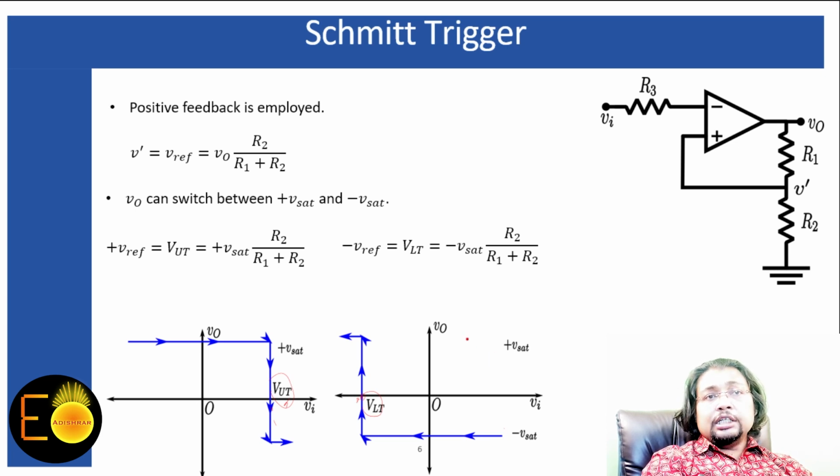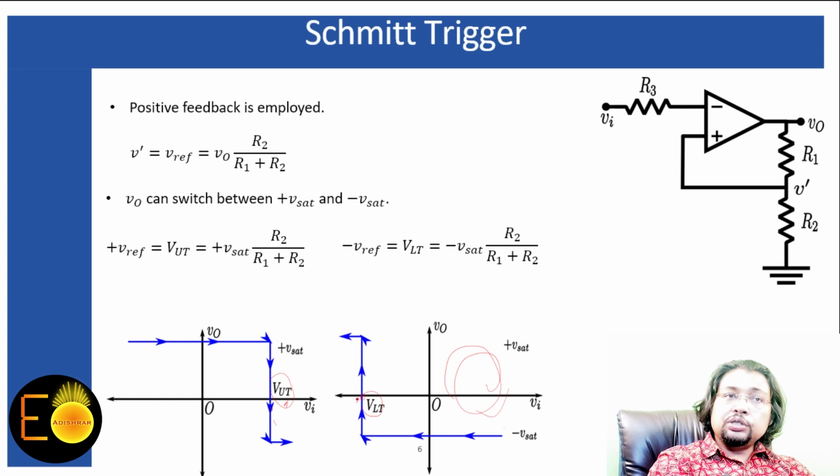But here, due to the presence of the noise during the positive half cycle or during the positive amplitude of the signal, that means around this side, the output is not going to change, because right now the reference voltage gets shifted to the negative side.